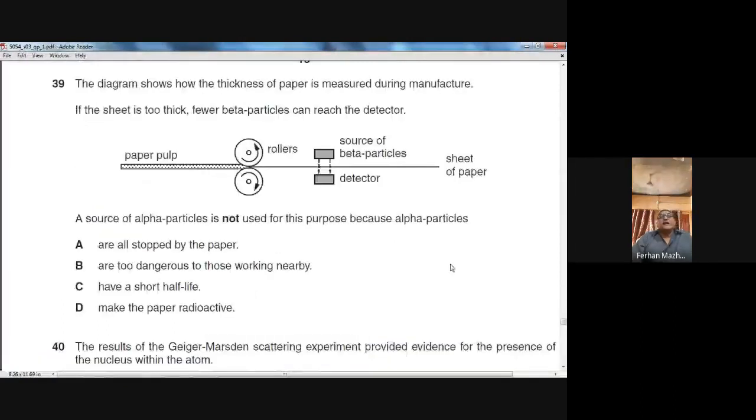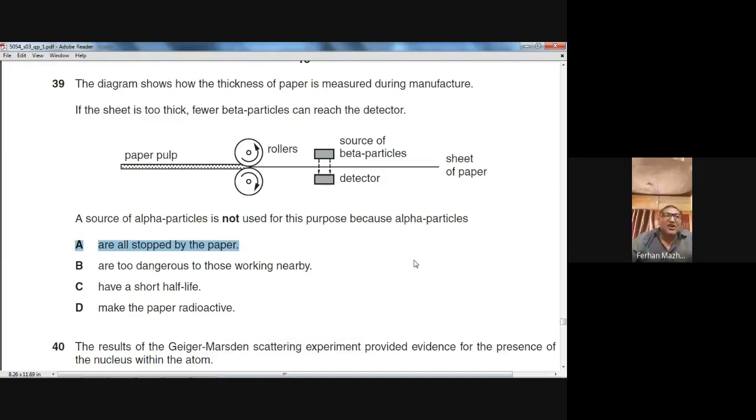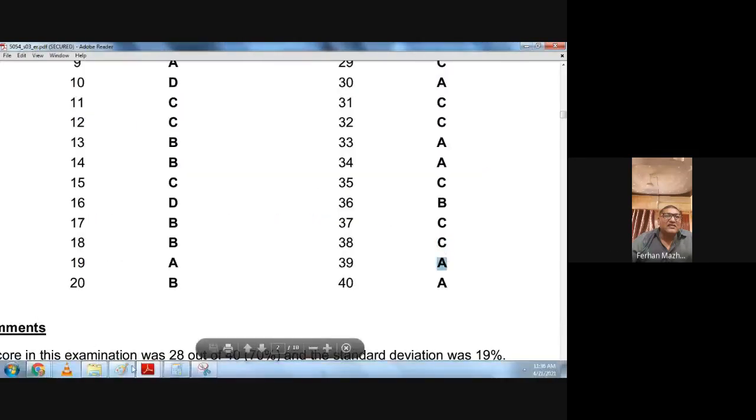The diagram shows how the thickness of paper is measured during manufacture. If the sheet is too thick, fewer beta particles can reach the detector. So we are using a source of beta particles. A source of alpha particles is not used for this purpose because alpha particles are stopped by the paper. They cannot penetrate through the paper. That's right. Question number 39, A is the right choice.